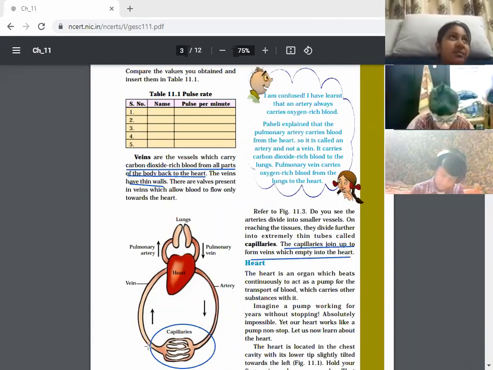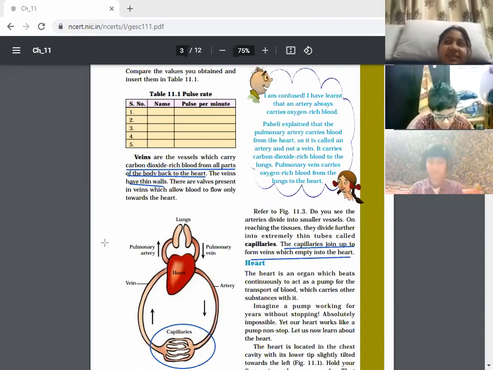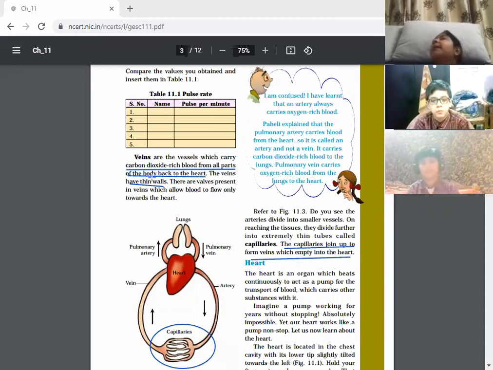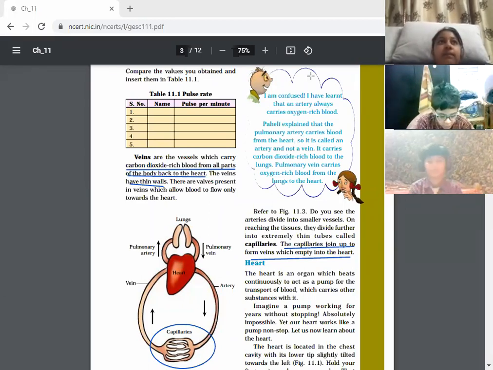So three things we have read today. Three types of blood vessels are there. First is arteries, second is veins, and third is capillaries. And tomorrow we'll read the structure of the heart. Okay.